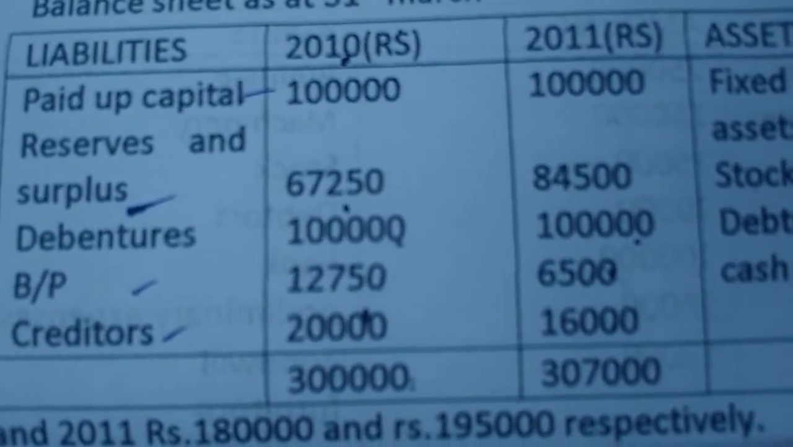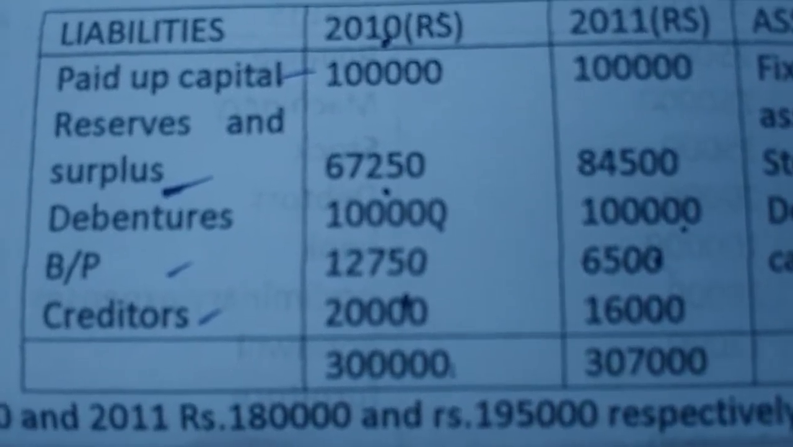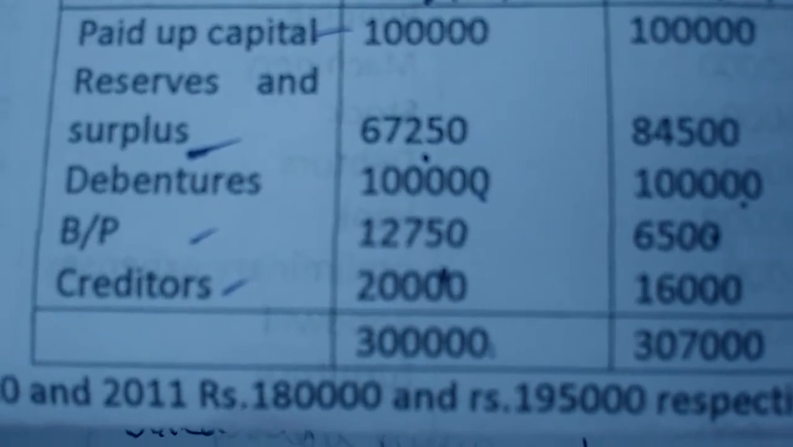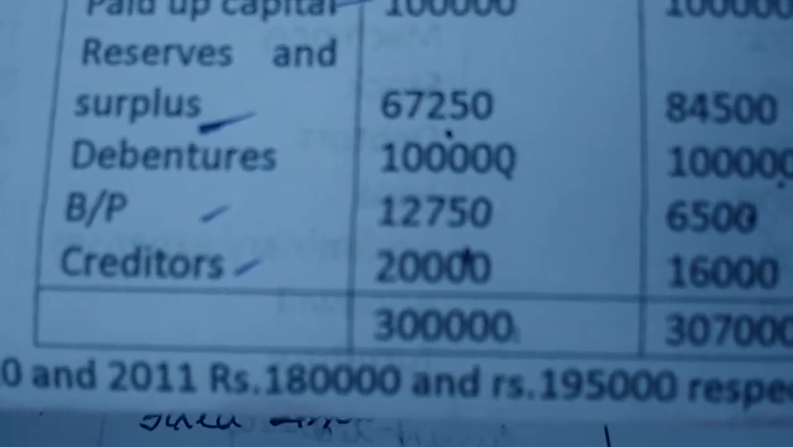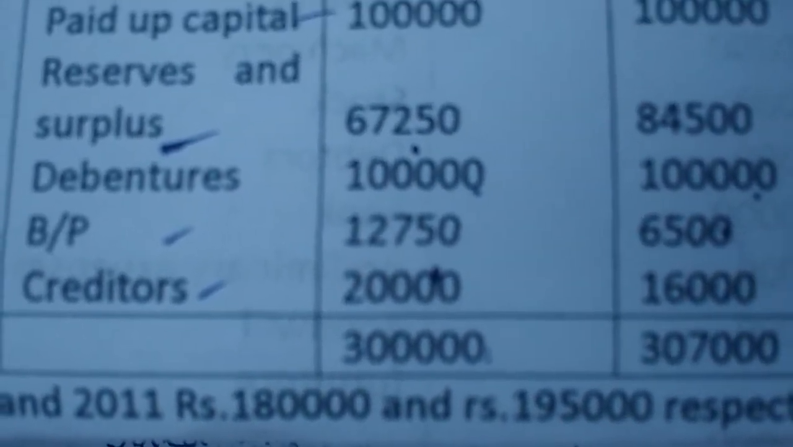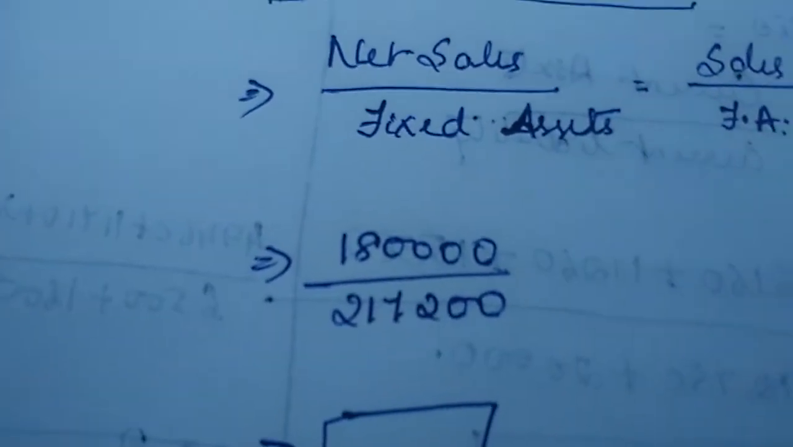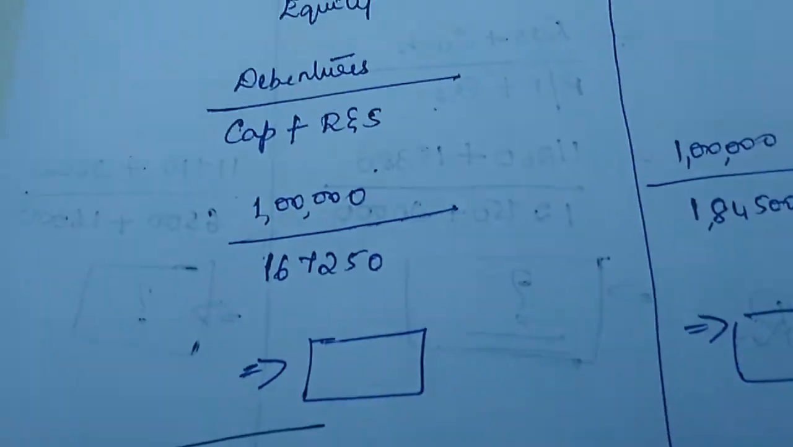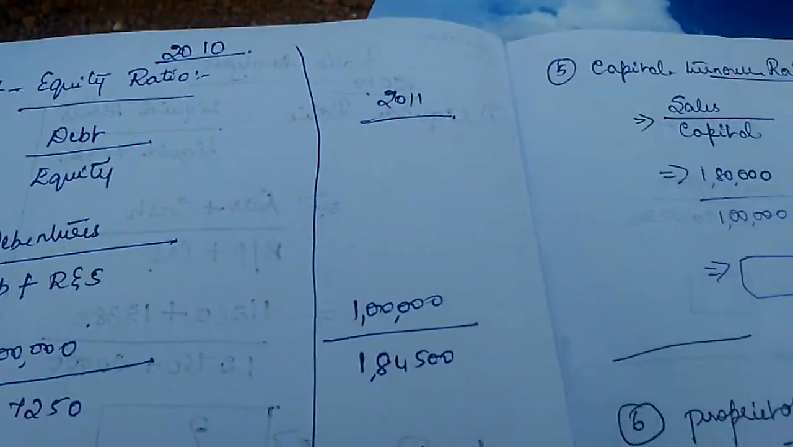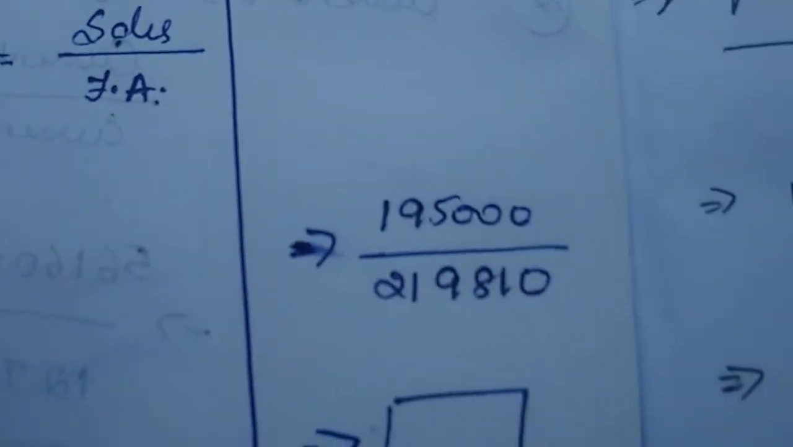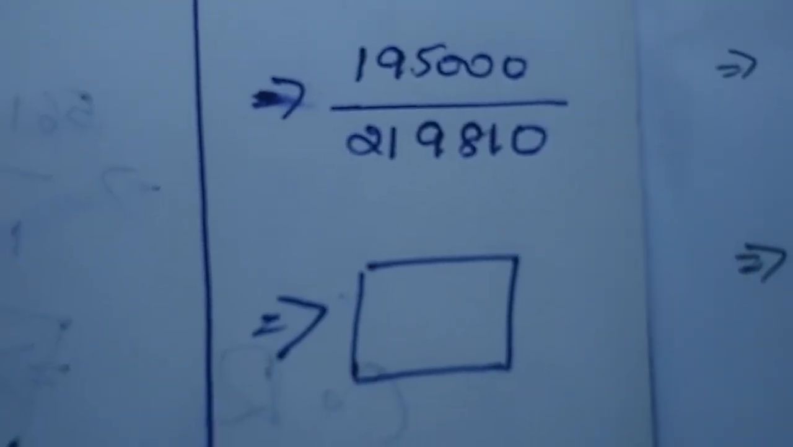Please open your eyes and see it properly and then start doing it, because this is a chapter where you can easily score marks if you remember the formulas. So 1,80,000 divided by 2,17,200, that is for your 2010. And for 2011, formula same, item same, value change, answer change.